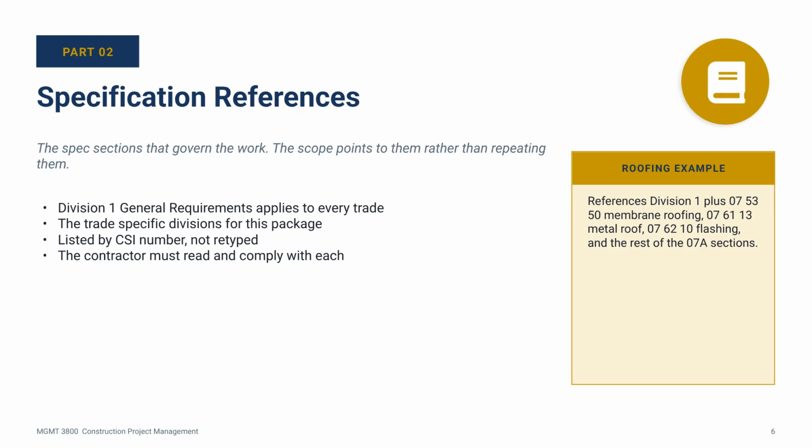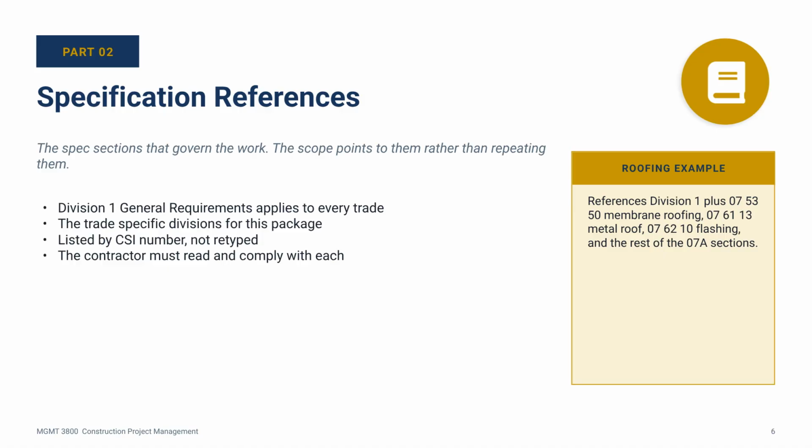Specification references. This is the list of spec sections the contractor must follow. Two important things here. First, every scope references Division 1 general requirements. Division 1 applies to every trade no matter what they are doing. Submittals, payment procedures, temporary facilities, closeout. So Division 1 shows up on every scope.